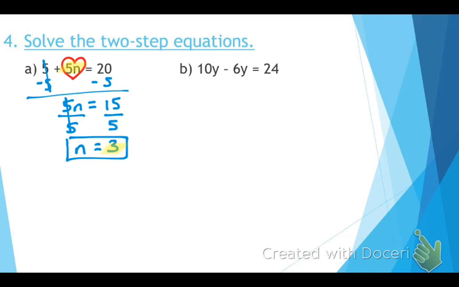5 times 3 is 15, and then you still got to add this 5. 15 plus 5 is 20, and that's exactly what it wanted to be. So you can mentally check it. If it doesn't tell you to check, you don't have to check at all. But double checking is, to me, always a good idea.